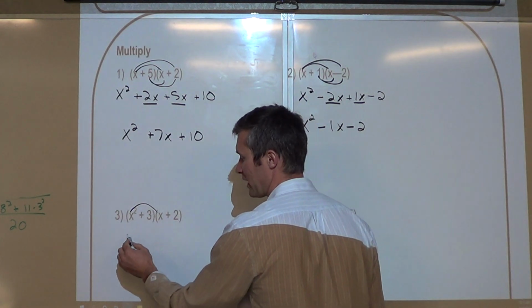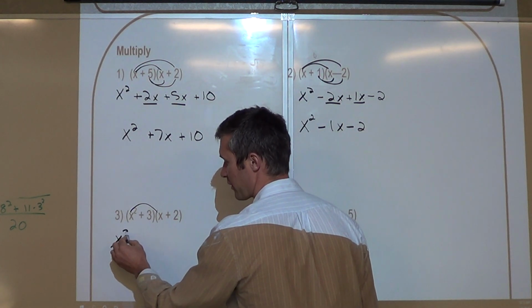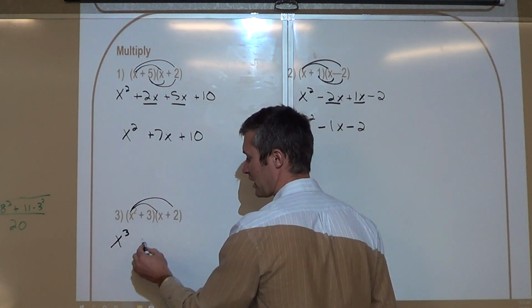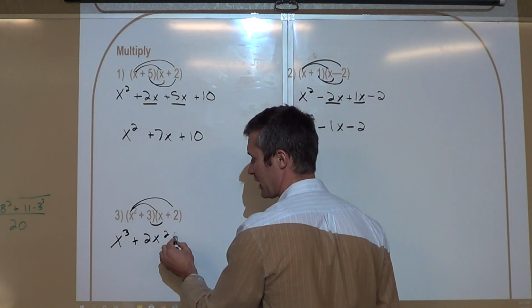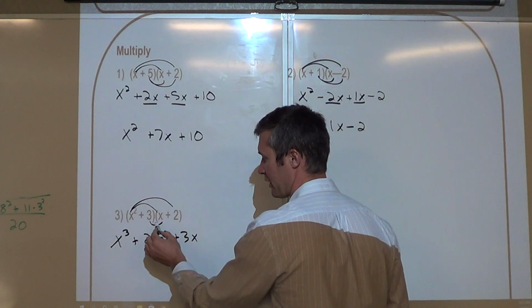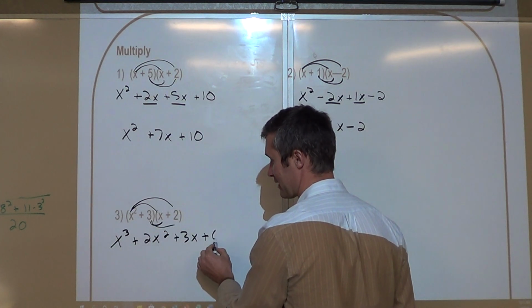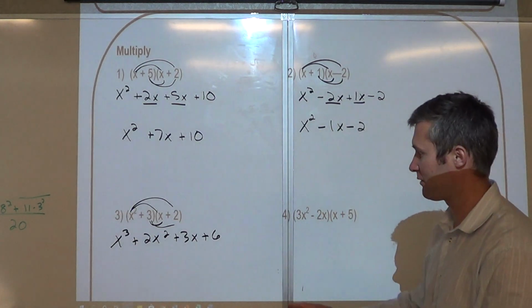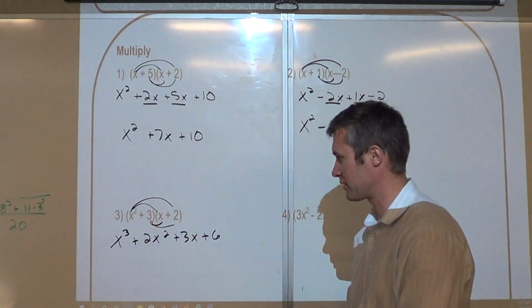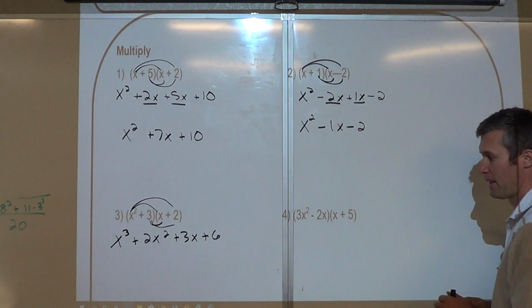x squared times x gives you x to the third power. x squared times 2 is 2x squared. 3 times x is 3x. And 3 times 2 is 6. In this case, there are no like terms. Each term is different. They have a different exponent, so there is no combining for those ones.